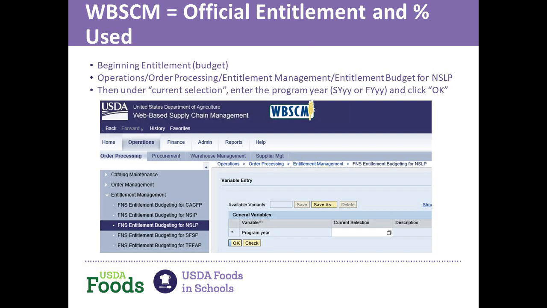To know what the key components, meals, rate, and carryover, are, we can look at the budget data that has been entered into WebSCM. These are the bases for beginning entitlement. To view the entitlement data, go to WebSCM and select Operations, then Order Processing, then Entitlement Management. Select the program, then under Current Selection, enter the school year as SY and the 2-digit year, and click OK.